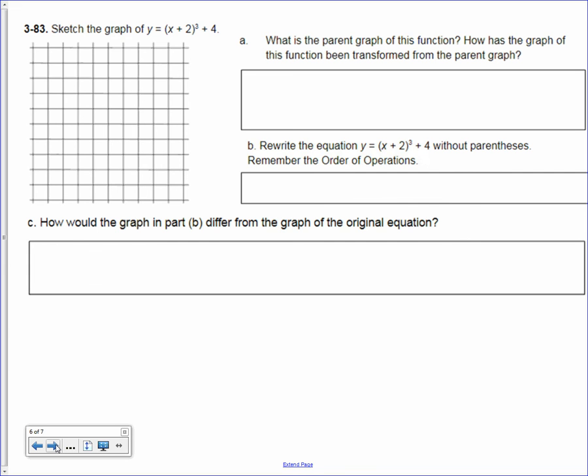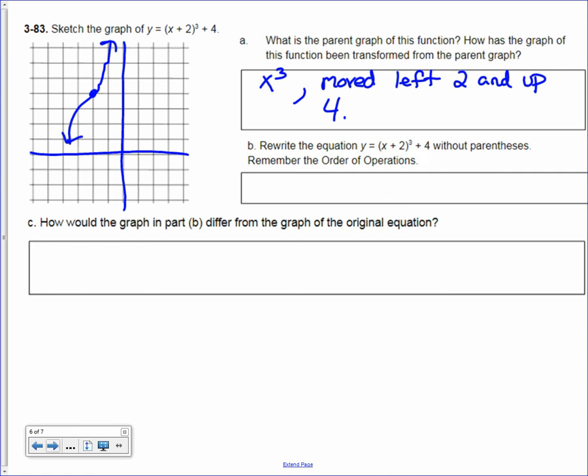Problem 83, it said sketch the graph of y equals (x plus 2) cubed plus 4. So when I did this, I know that my switch is going to be at negative 2, positive 4. So negative 2, 1, 2, 3, 4 right here. So when I sketch it, it's going to end up looking like that. And then it says, what's the parent function and how has the graph been transformed? So my parent function is x cubed, and it was moved left 2 and up 4.